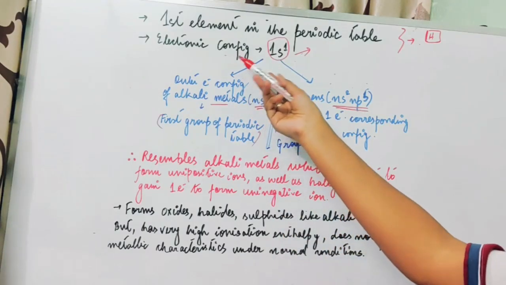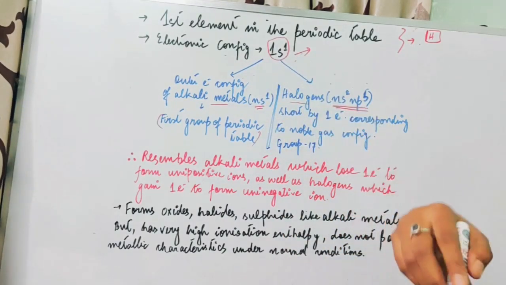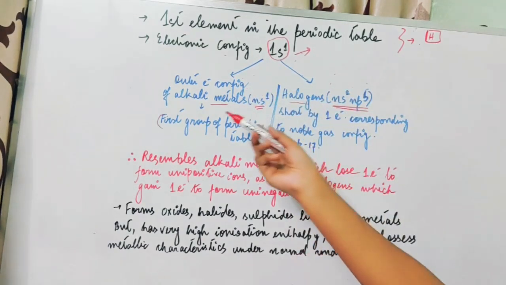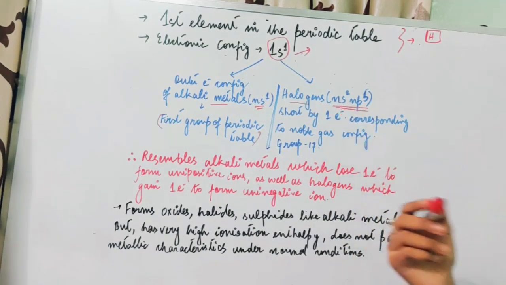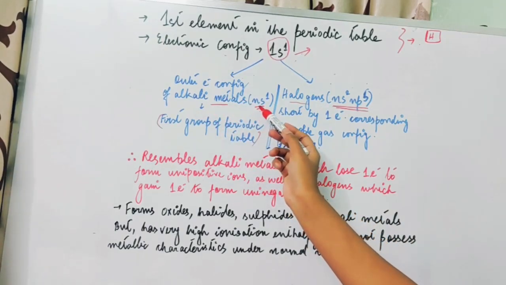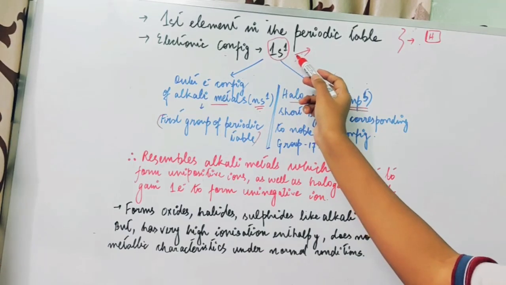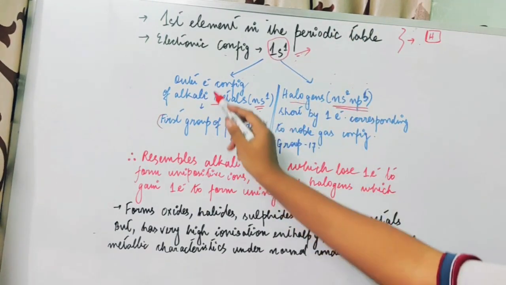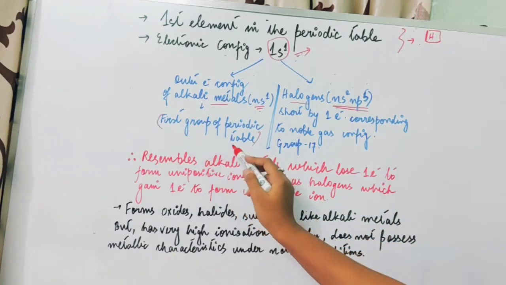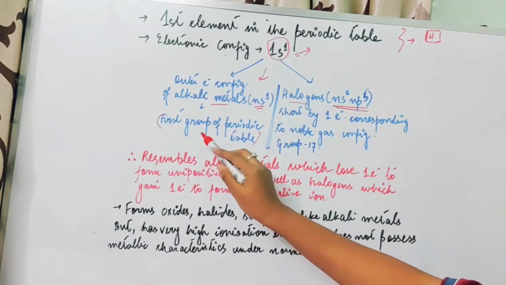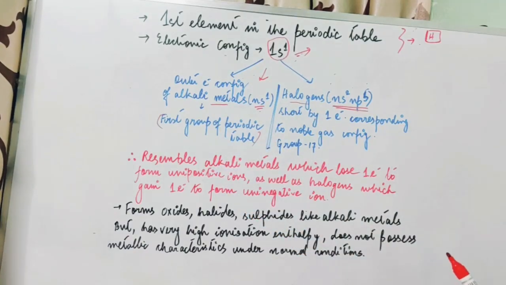The electronic configuration is 1s1. So this resembles two kinds of elements. One is the alkali metals and one is the halogens. The outer electronic configuration of alkali metals is ns1, and look at that of hydrogen, it is 1s1. So it resembles. And alkali metals are the first group of the periodic table. So according to this, hydrogen should be placed in the first group of the periodic table.